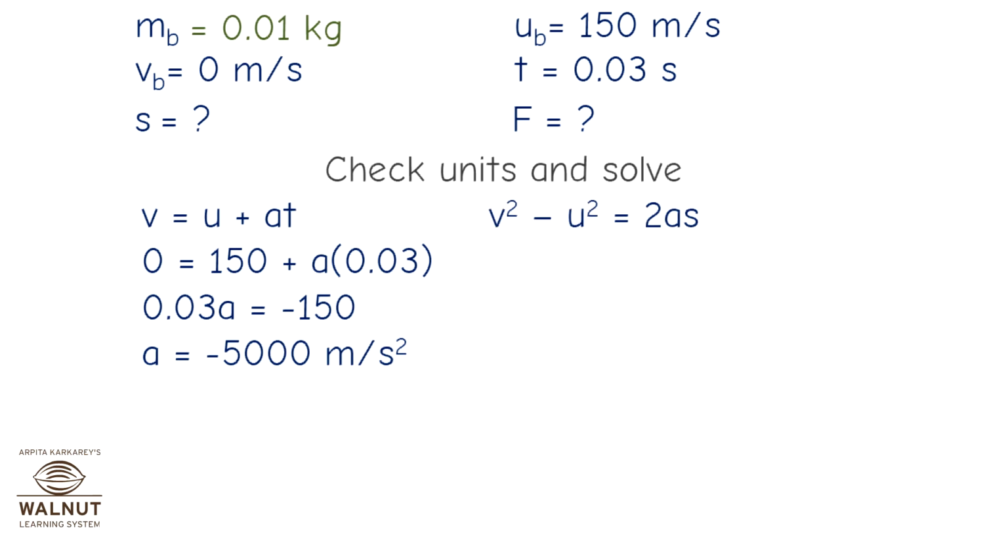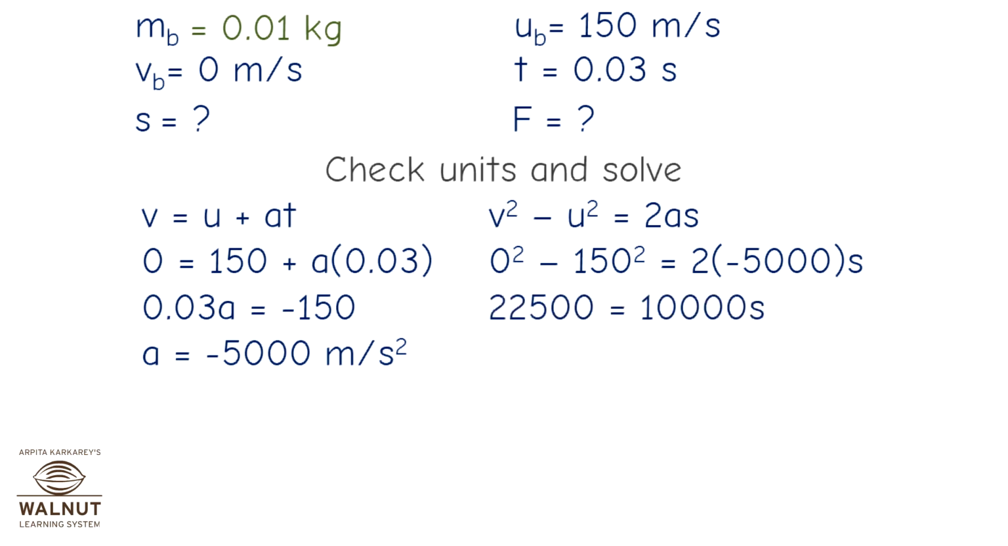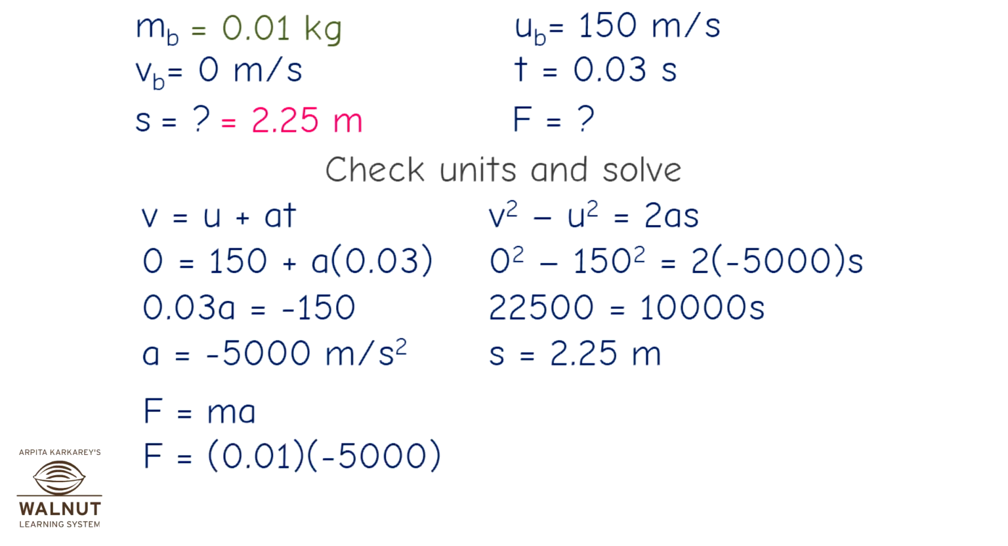Now, v square minus u square is equal to 2as. Therefore, 0 square minus 150 square is equal to 2 into minus 5000 into s. Therefore, 22,500 is equal to 10,000 into s. Therefore, s is equal to 2.25 meters. Now, f is equal to m into a. Therefore, f is equal to 0.01 into minus 5000. Therefore, F is equal to minus 50 newtons.